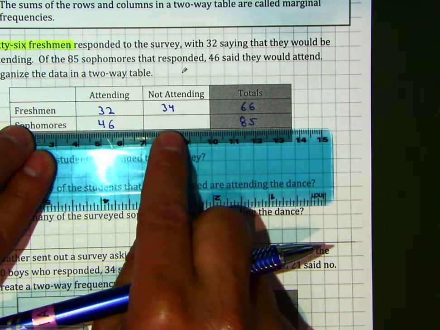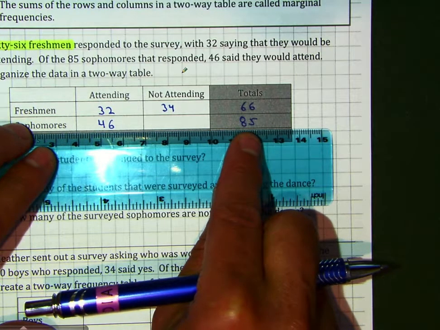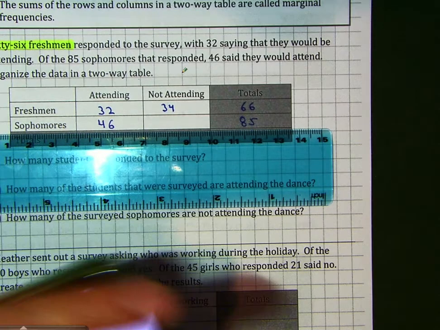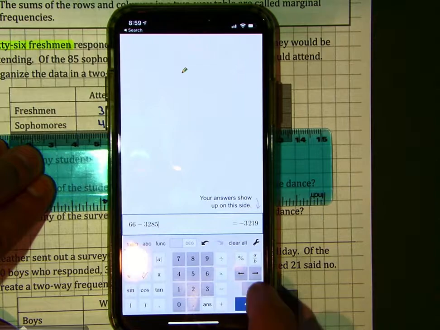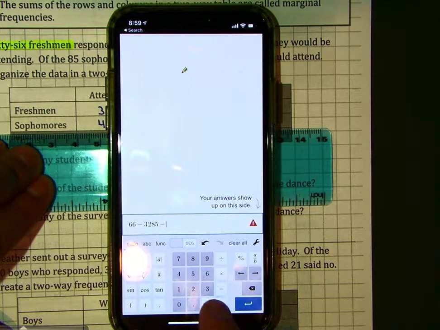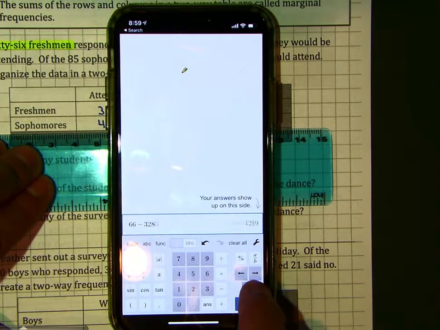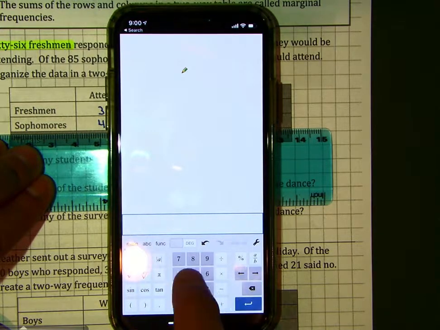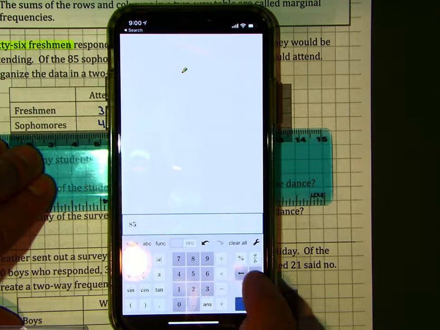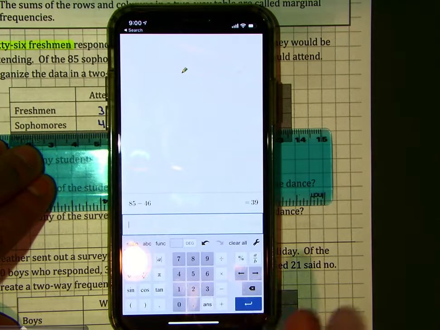46 plus one number will give me 85, so that should be 39. In other words, we can use 85 minus 46, so let's reset. So we have 85 minus 46, which will give me 39.